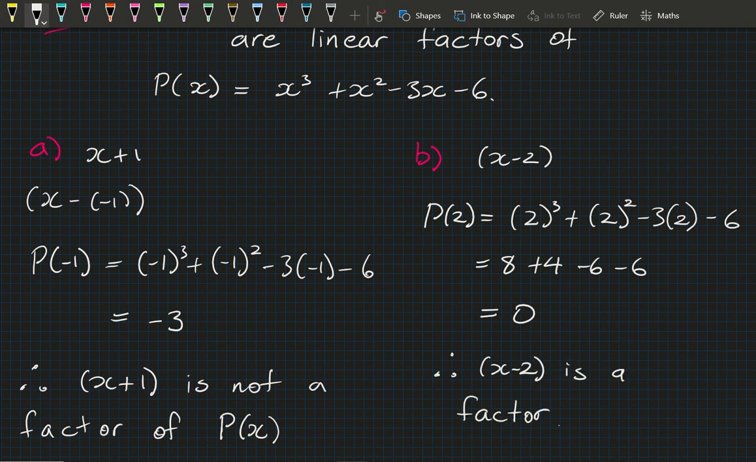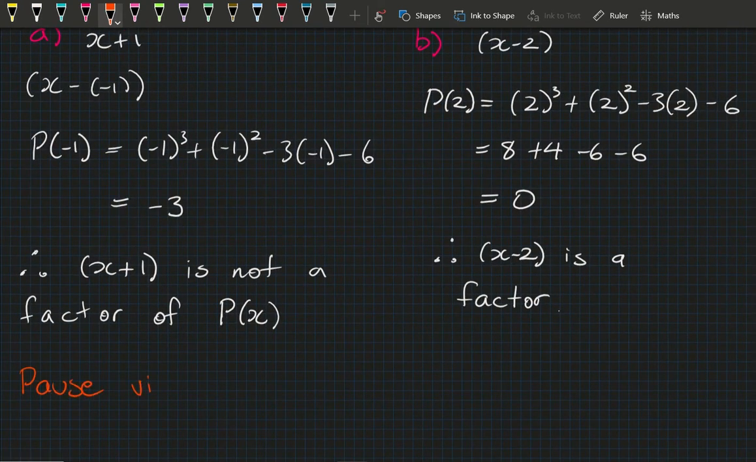Alright, that's not much harder than the last section. You're just looking for a specific answer this time. Alright, pause that video now and do question 4 if you've got the new book, or question 6 with the old book. And then I'll see you in one more section.